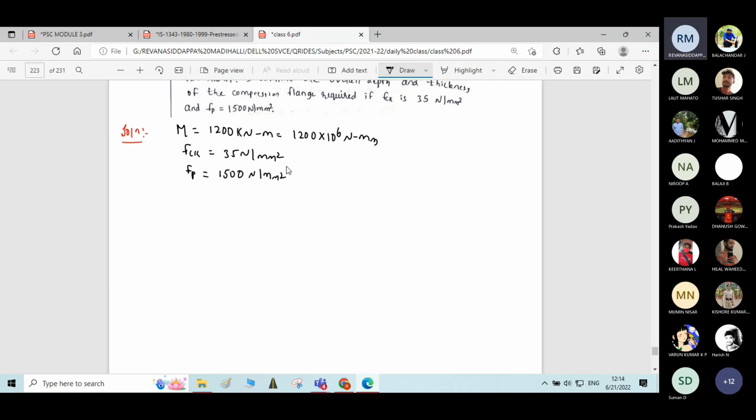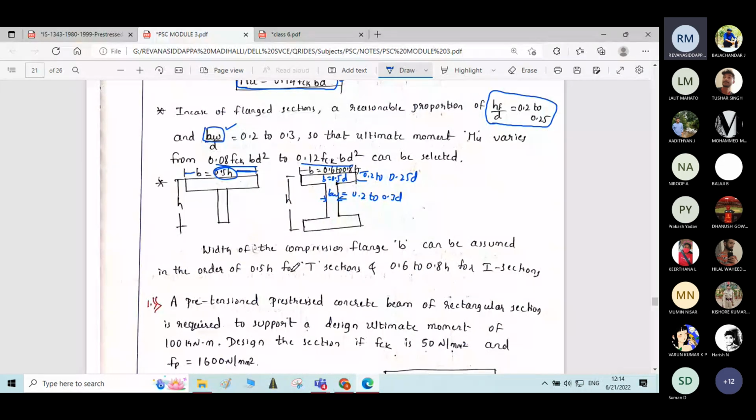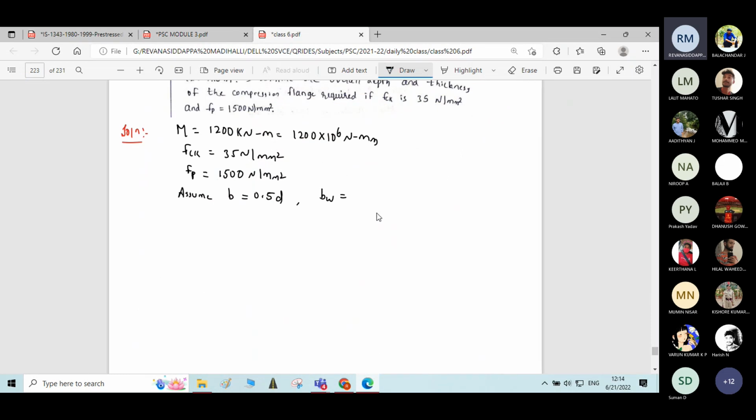Now I will assume width of flange as 0.5 times effective depth. And width of web: here the guideline says that it should be selected between 0.2 to 0.3 times effective depth. BW should be 0.2 to 0.3 D. We will select the middle value, 0.25. We will assume BW as 0.25 D.